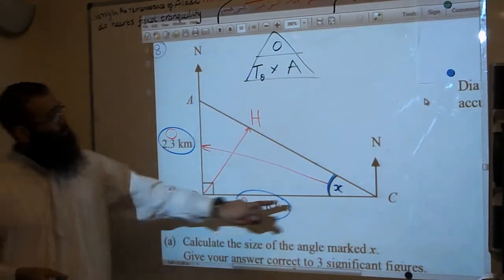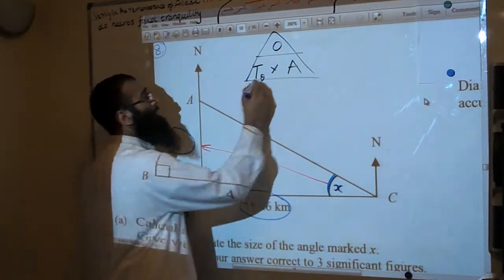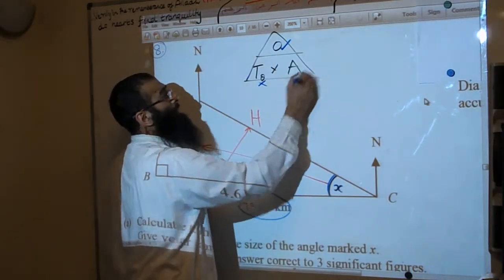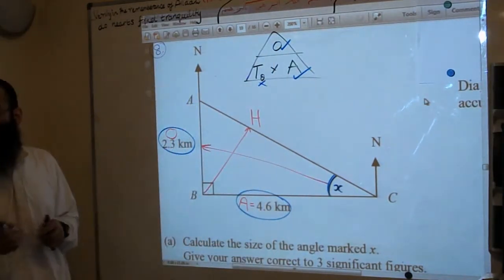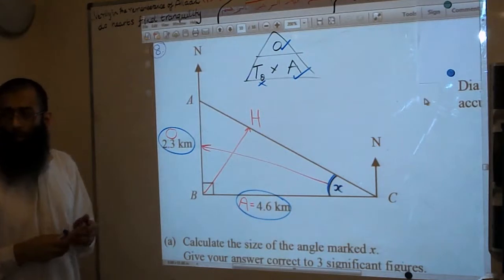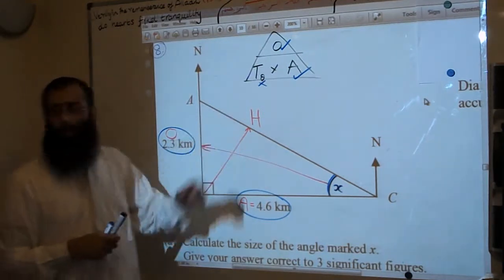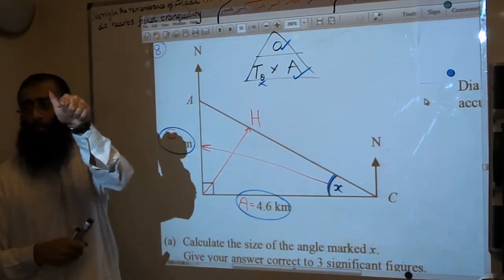And what do we want to work out? We want to work out the angle. So the angle we don't know, and we know these. Right. Now, Afira, if I want to work out the angle, what do we use? Thumb.